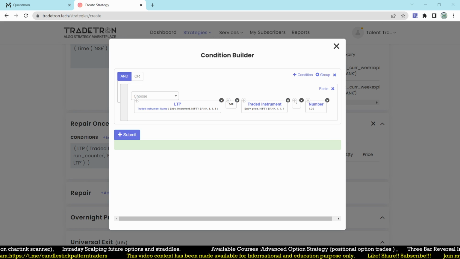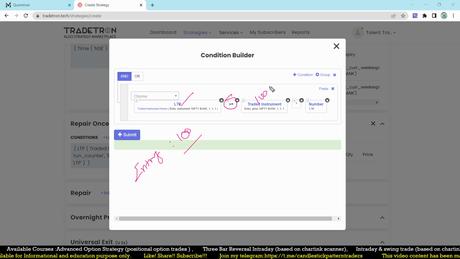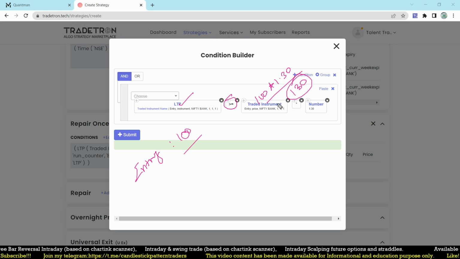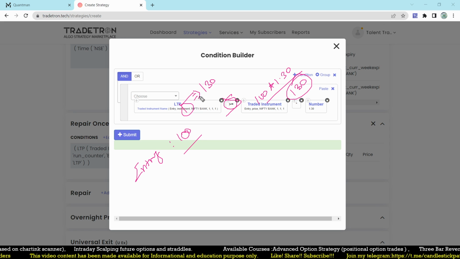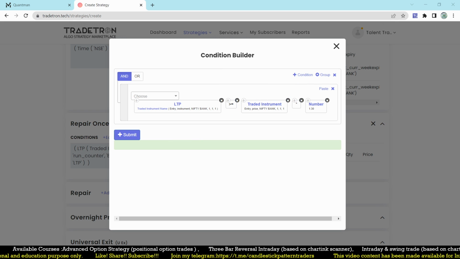So what I'm going to do here: your entry price on this option may be 100 rupees. If it is entered at 100, and this is the LTP, the LTP must be greater than, where we are mentioning the condition is greater than. So here the traded entry price, 100 multiplied by 1.3, comes to 130. So if the LTP is greater than or equal to 130, the position we are going to exit from the trade. That is the condition we made here.